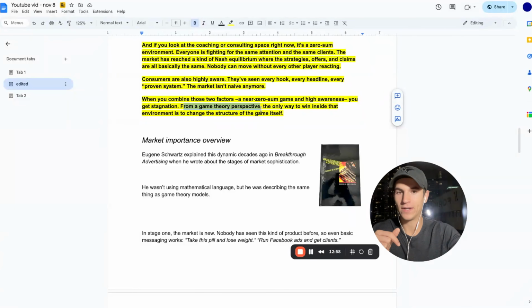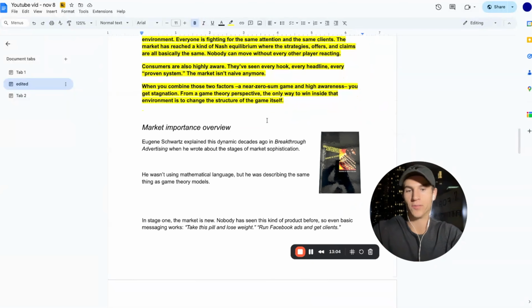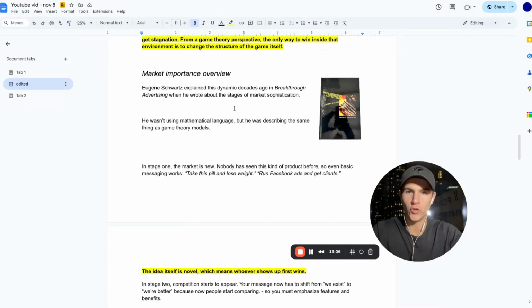From a game theory perspective, the only way to win inside that environment is to change the structure of the game itself. And this is what I find really interesting about this. Eugene Schwartz wrote this book called Breakthrough Advertising. The book is absolutely phenomenal. Every really high level marketer has read this book. It's a very expensive book.